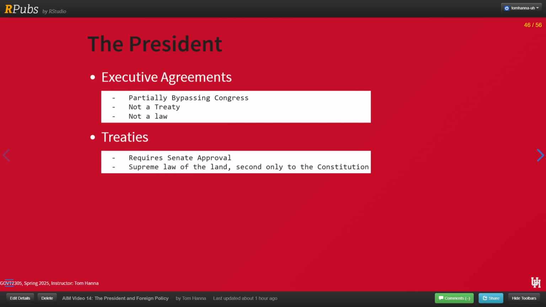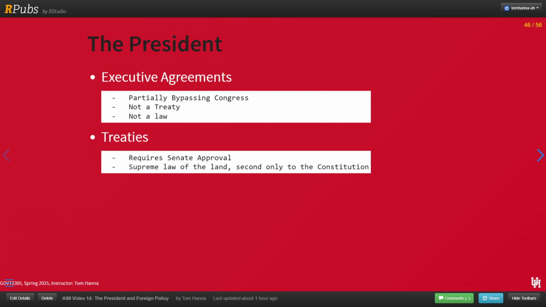But executive agreements partially bypass Congress. They're not treaties. They're agreements between the executive branches of governments. They have legal effect. Since the 1930s, the Supreme Court has recognized them as having legal effect, but they lack the political and constitutional strength of a treaty, which is signed by the president and approved by two-thirds of the Senate.